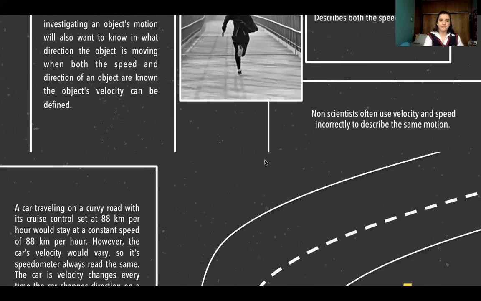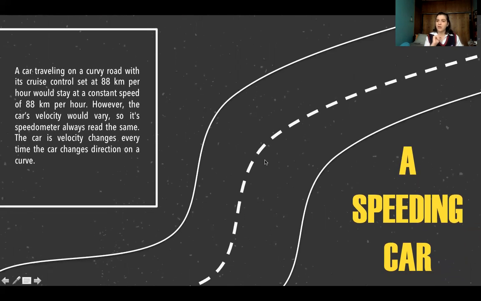For example, let's pretend that we have a speeding car, okay? The speeding car is going to travel down a curvy path. So a car traveling on a curvy road with its cruise control set at 88 kilometers per hour would stay at a constant speed of 88 kilometers per hour. The speed is never changing. However, the car's velocity would vary, so its speedometer always reads the same. The car's velocity changes every time the car changes direction on a curve.